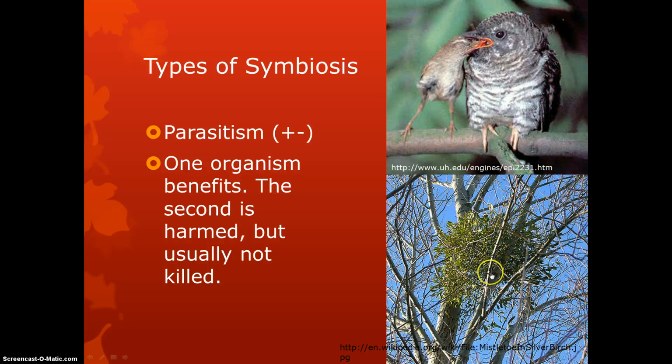Our second example here is a plant example. This green plant is mistletoe. Mistletoe is green, it is photosynthetic, but it gets a large amount of its nutrients from its host tree, in this case the silver birch. It grows very high in the treetops and is able to dig its roots underneath the bark of its host tree and steal nutrients.